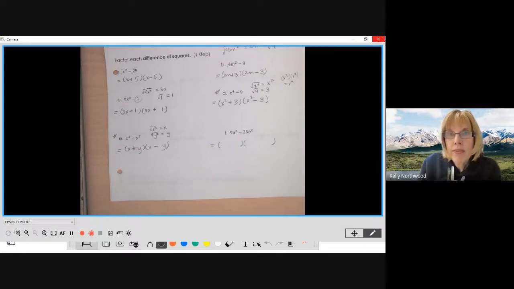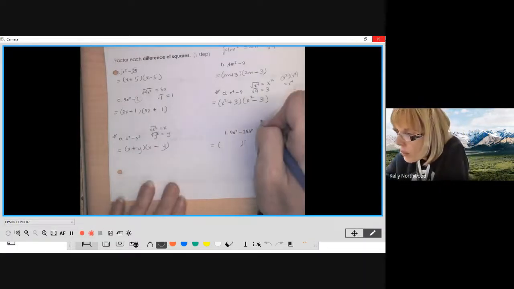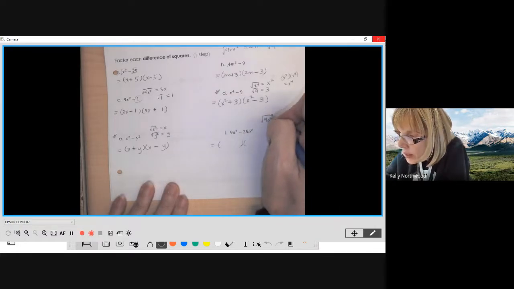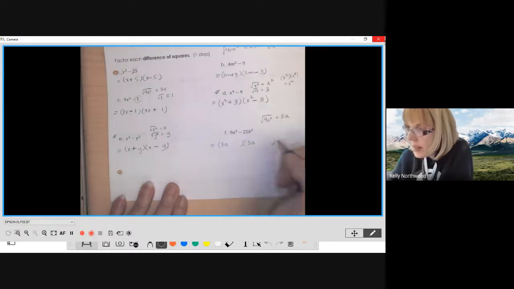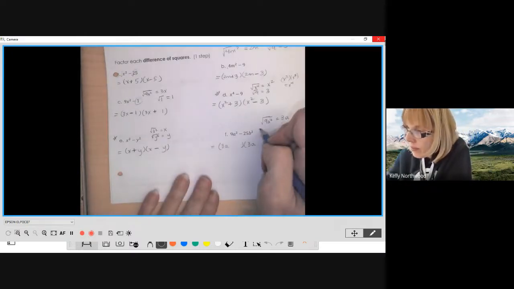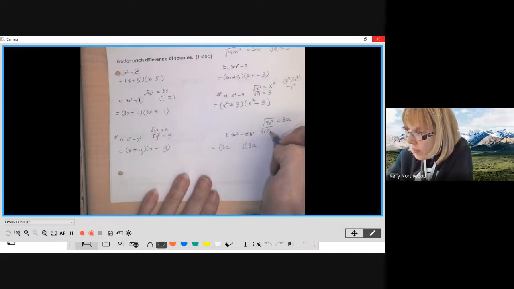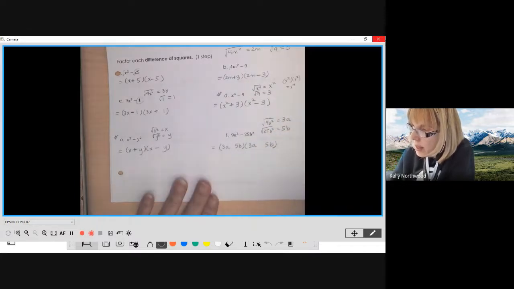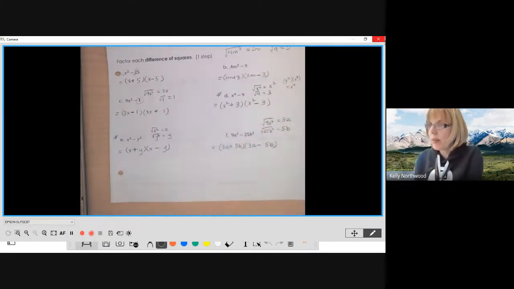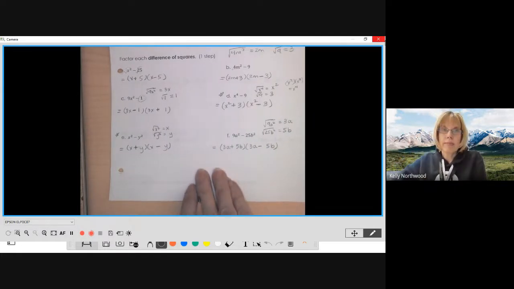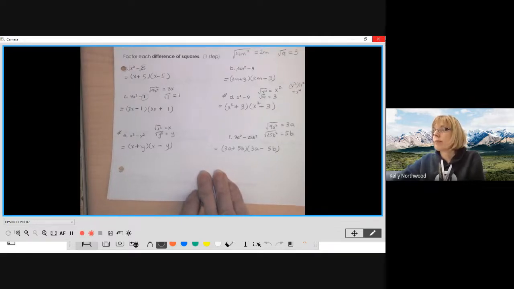9a squared minus 25b squared. So we want the square root of 9a squared, which is 3a, because 3a times 3a is 9a squared. Square root of 25b squared is 5b, because 5b times 5b is 25b squared. And then you need a plus in one and a minus in the other. So those are differences of squares.